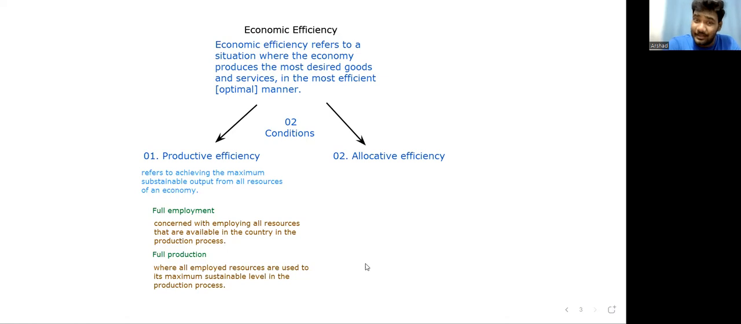Has the economy achieved full employment? What do you all think? There are 100 people. The firm has hired all the 100. Have they achieved full employment? Yes, they have achieved full employment. Because what is full employment? Full employment means employing all resources that are available in the country in the production process. So there were 100 people, you employed all the 100. Full employment is achieved.